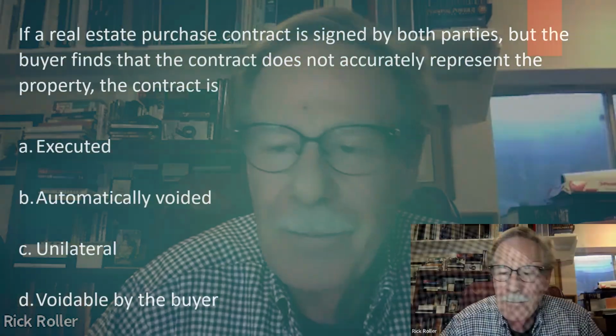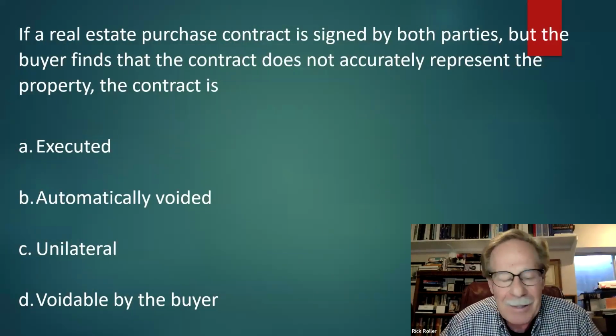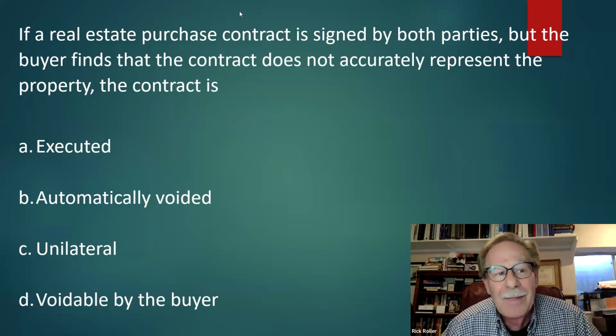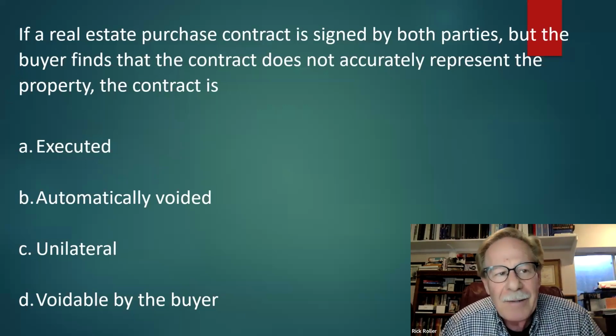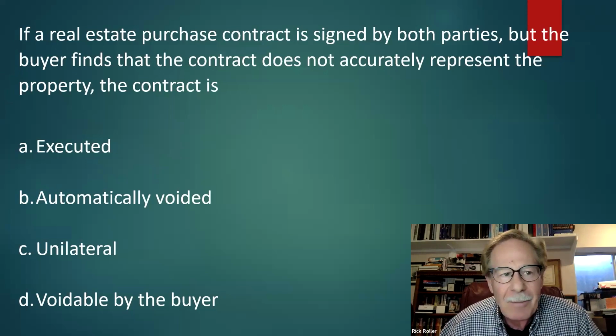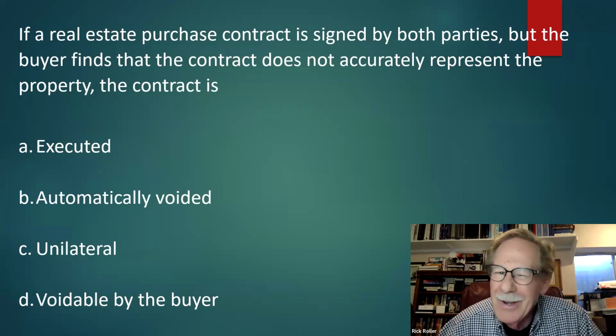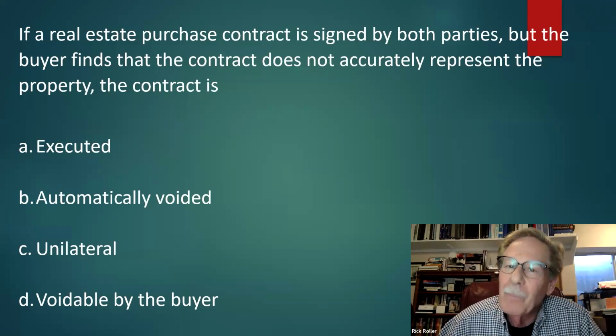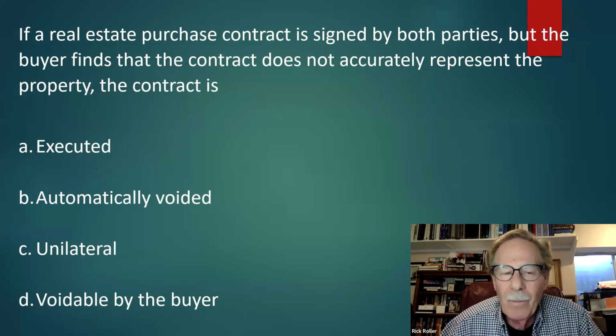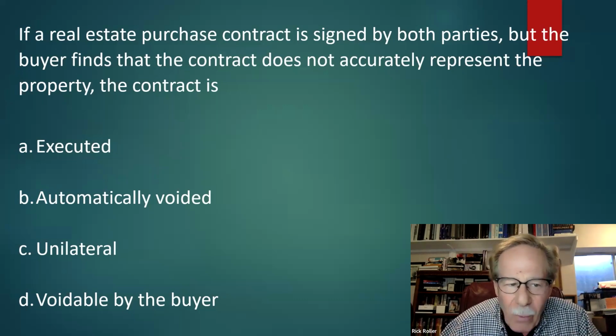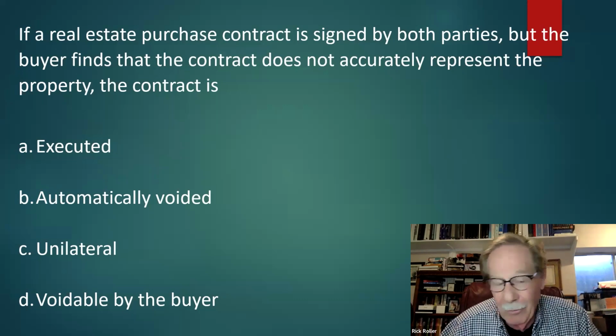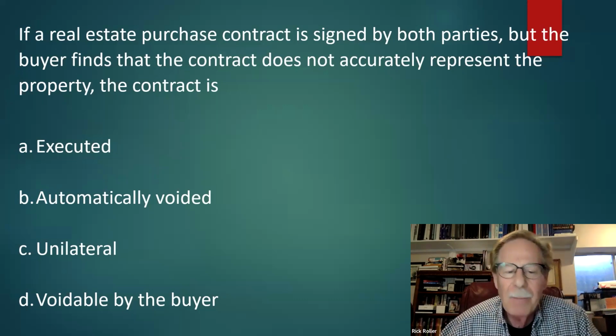Let's jump into the material tonight, because I know I've got people that are worried about the exam and what they're going to see. You're going to see things like this. Our first question tonight is, if a real estate purchase contract is signed by both parties, but the buyer finds that the contract does not accurately represent the property, what is this contract? Is it executed? Is it automatically voided? Is it unilateral? Or is it voidable by the buyer?